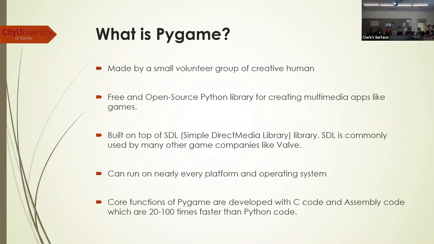And one of the interesting things that I found while doing this slide is that the core functions of Pygame are developed with C code and assembly code, because those are usually 20 to 100 times faster than Python code.